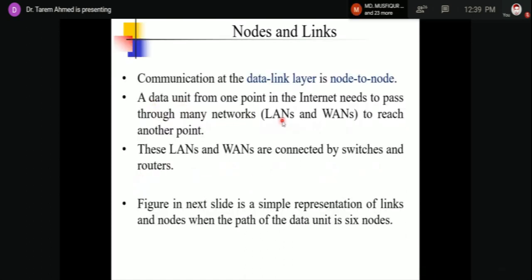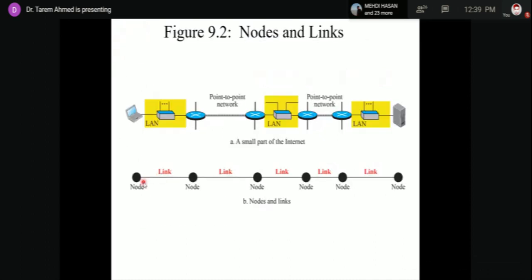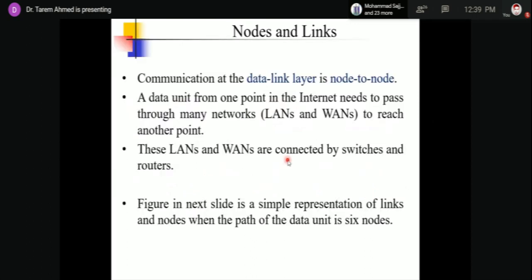Okay, so a data unit from one point in the line needs to pass through many networks to reach another point. So this is saying that to go from the source to the destination, it may need to go through various intermediate nodes through various links. And these LANs and WANs are connected by switches and routers.